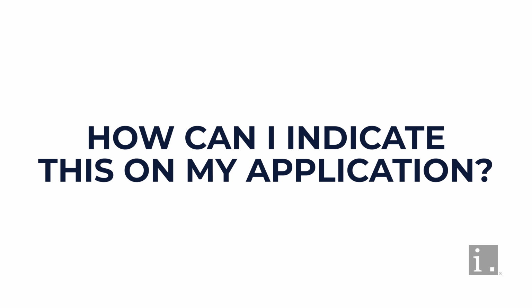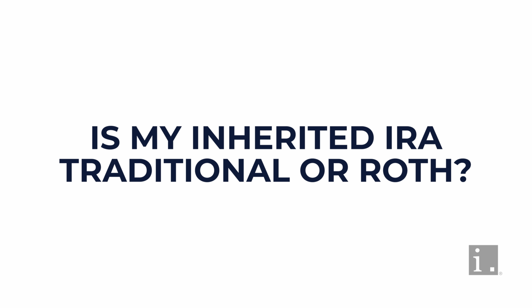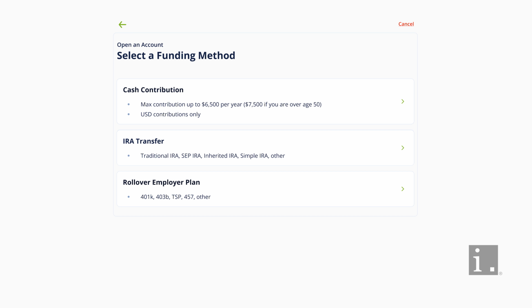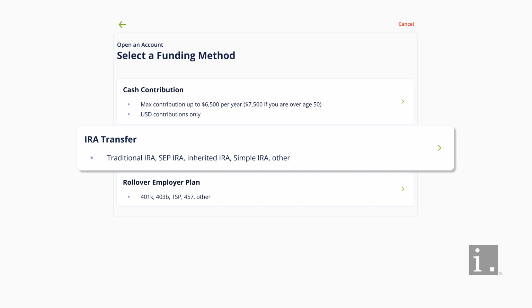How can I indicate this on my application? Is my inherited IRA traditional or Roth? In the New Account Type menu, make sure to select Additional Options, then choose Inherited Traditional IRA or Inherited Roth IRA. Next, you'll select IRA Transfer.